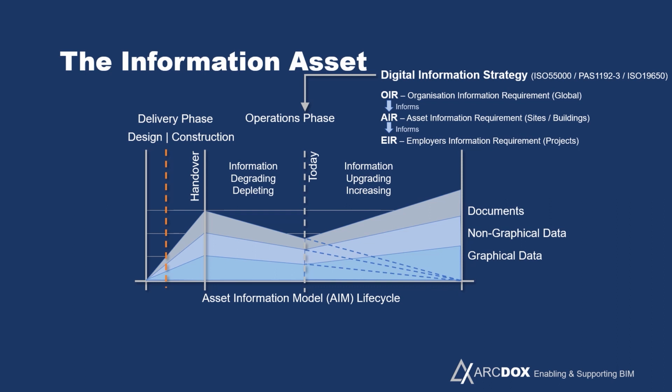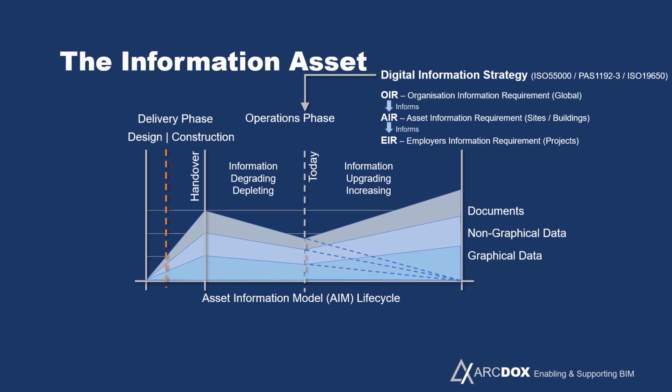And so PAS 1192 Part 3, or what will become ISO 19650 Part 3, describes a process for managing the information in the operational phase, which is a much bigger phase of the asset's life cycle. And the way that's done is, first, the organization, if they maintain a number of assets, will have an overall organizational information strategy that defines their requirements, and then they'll look at each particular asset within their portfolio and devise a specific asset information requirement for those assets.